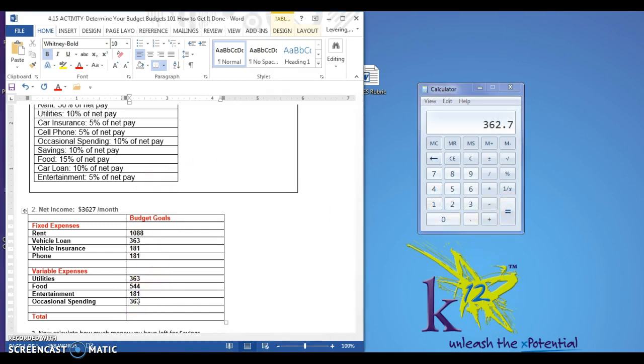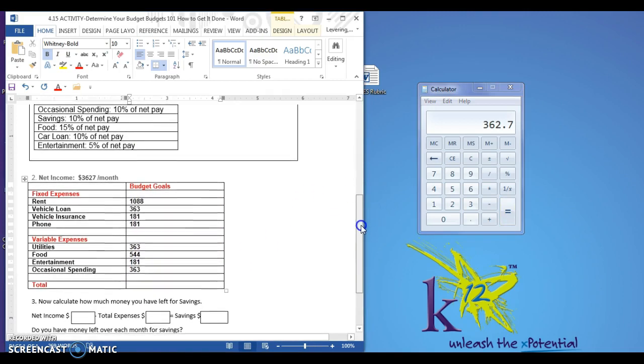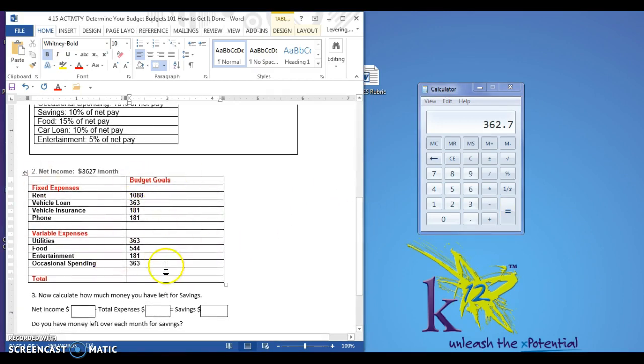Now, I'm going to take these amounts of my expenses and add them together. So I'm going to come back here to my calculator and add 1,088 plus 363 plus 181 plus 181, coming down here, plus 363 plus 544, 181, 363. This gives me my total expenses per month of $3,264. Plug that number in here.